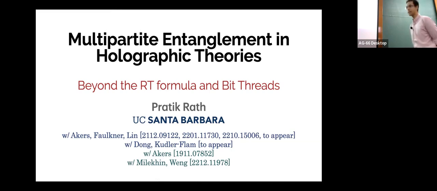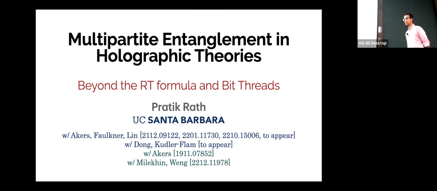So yesterday I talked a little bit about random tensor networks and the connection to gravity with these fixed area states. So today what I'm going to do is try to apply that idea, this connection between tensor networks and gravity, to learn something about gravity just by using those tensor networks.